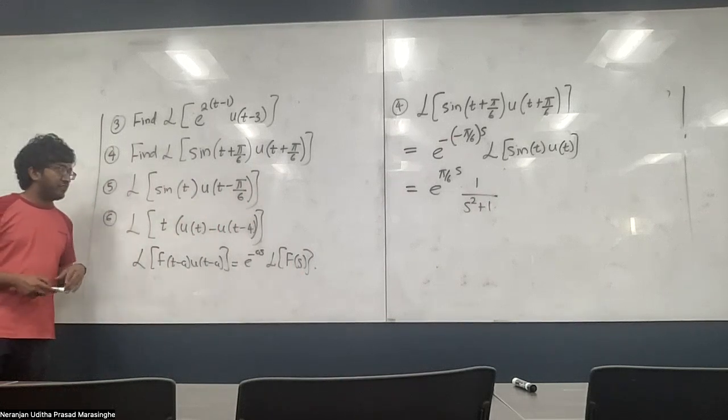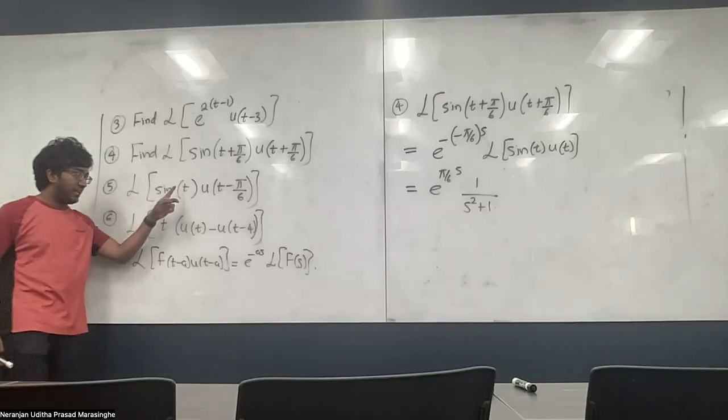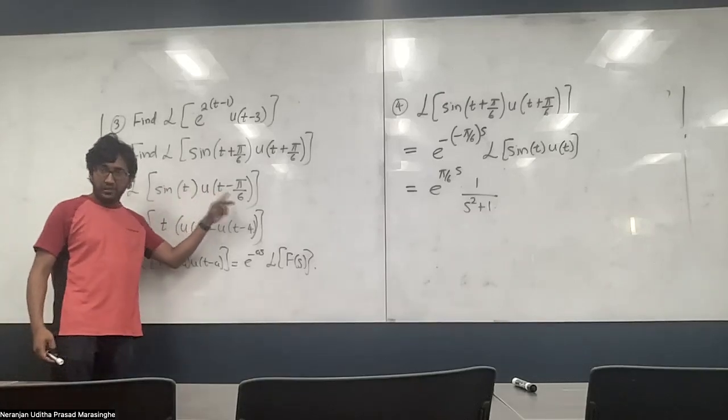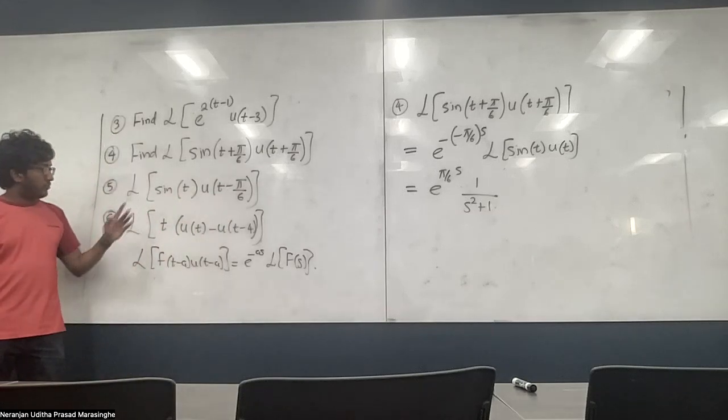Now can you try fifth problem? It's another good one, right? Because now you can see here you have t and here you have t minus pi over 6, right? Can you do problem number 5?